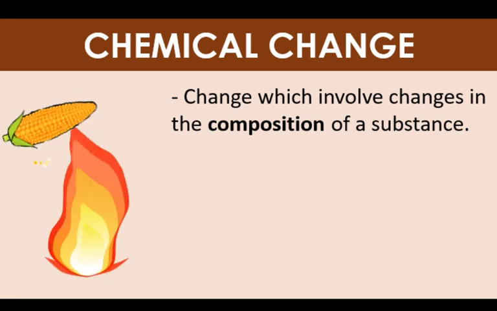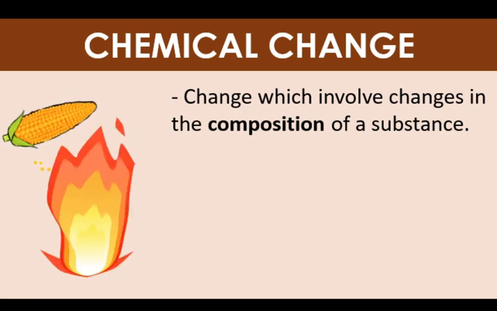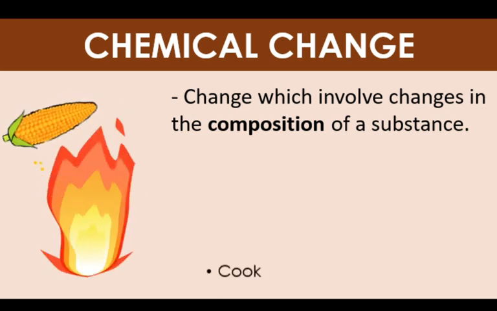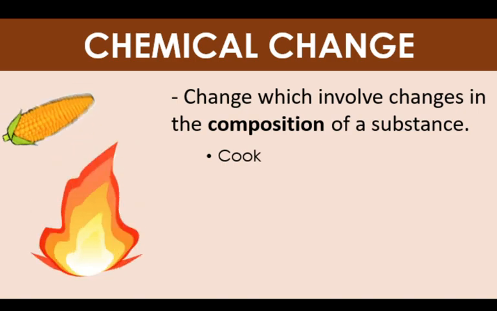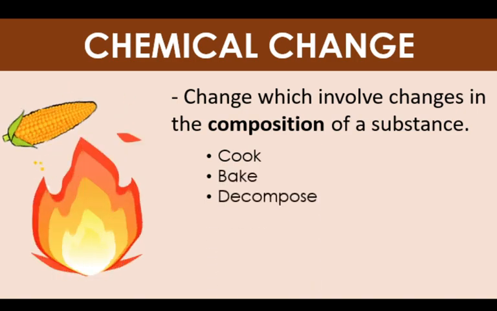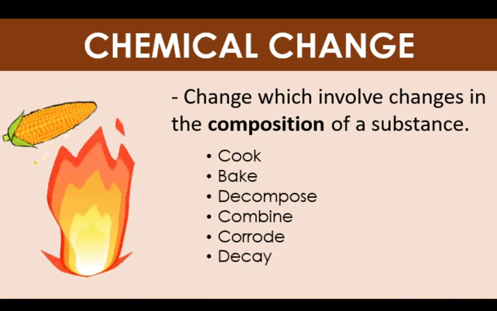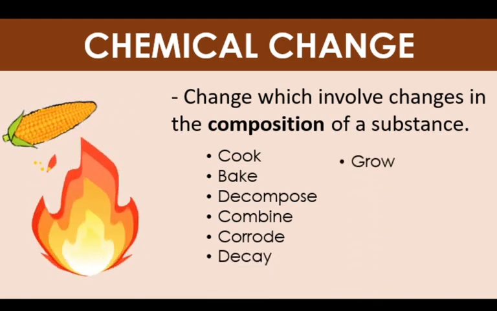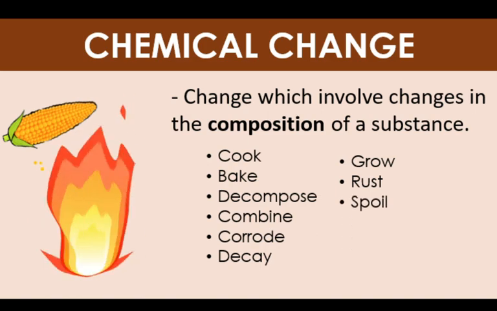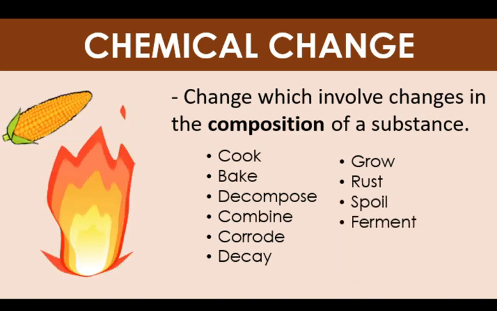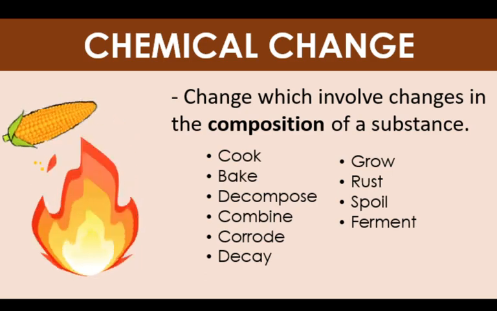Food undergoes chemical change as it is cooked. Burning and rusting also involve chemical changes. Words like cook, bake, decompose, combine, corrode, decay, grow, rust, spoil, and ferment usually signify the occurrence of a chemical change.